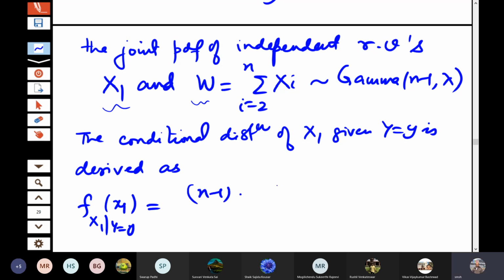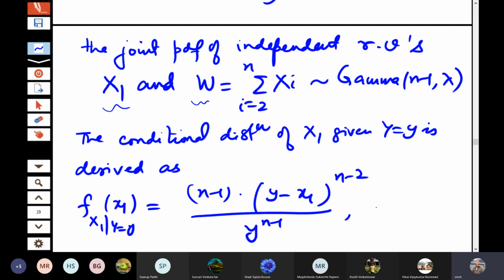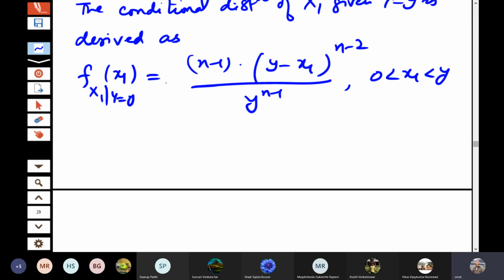N minus 1, 1 minus, okay, or maybe I'll put it as one term, y minus x1 to the power n minus 2 divided by y to the power n minus 1 for 0 less than x1 less than y, and it is equal to 0 otherwise.